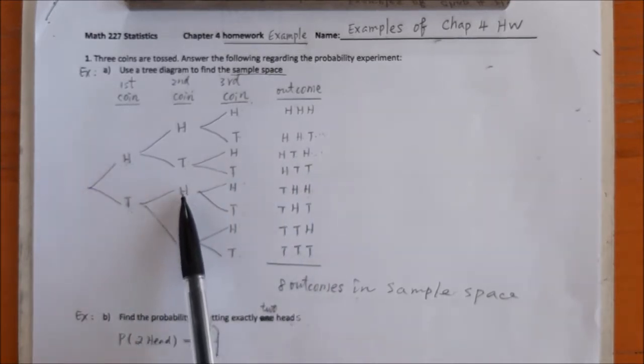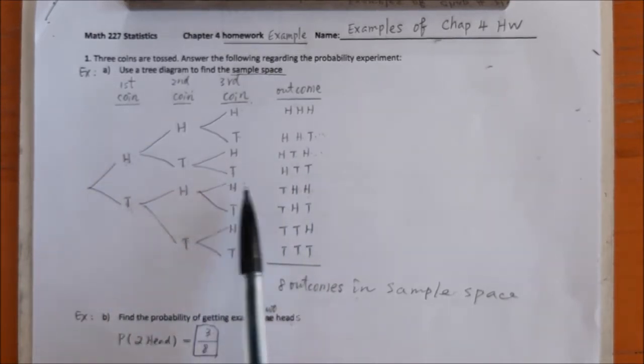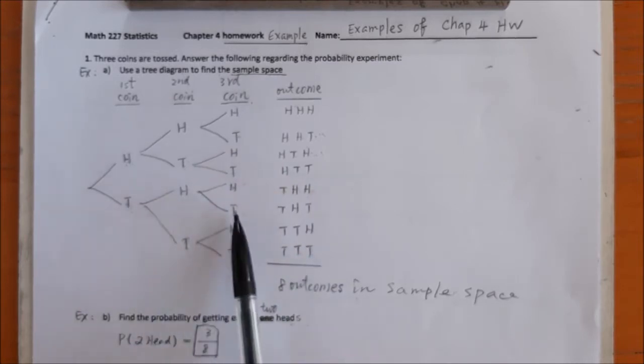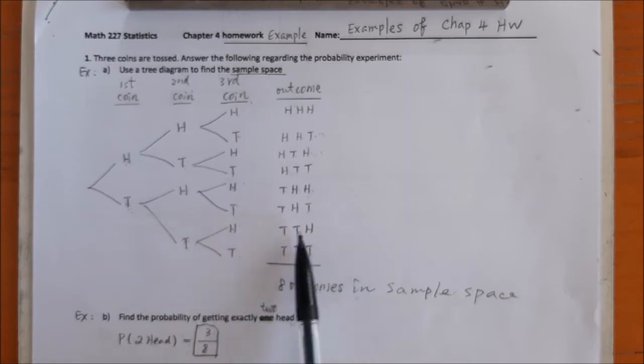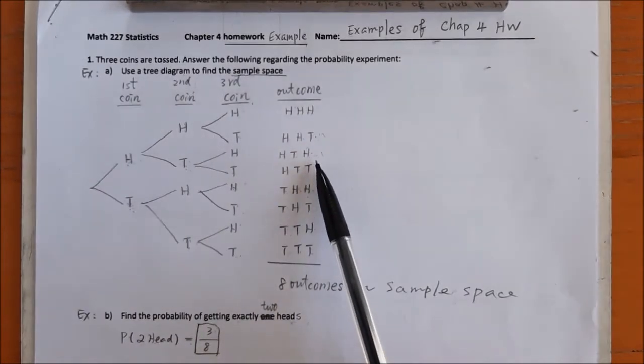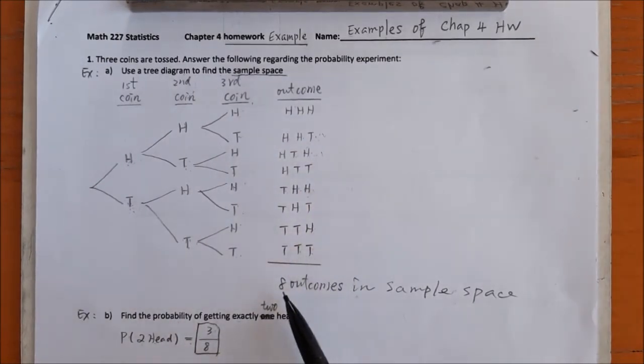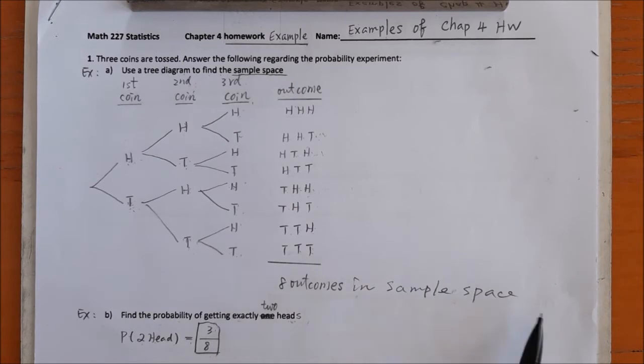Tail, head, head. Tail, head, tail. Tail, tail, head. Tail, tail, tail. Total is 1, 2, 3, 4, 5, 6, 7, 8. 8 outcomes in the sample space.